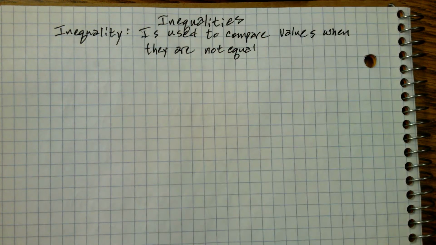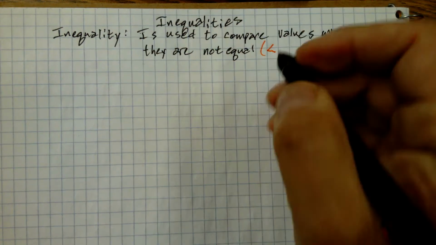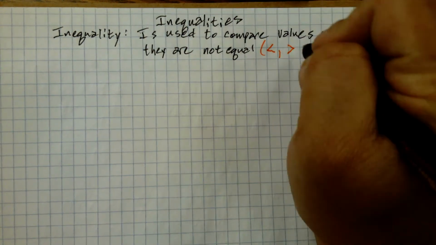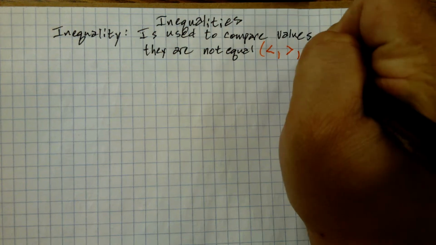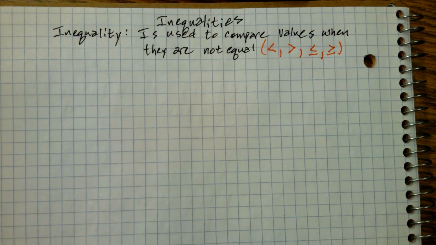So I'm sure you're familiar with what they are. They're when we use these symbols. Whenever we use any of those four symbols in a math inequality, it's not an equation, then we're comparing. So let's write down what each of them are and what they represent.